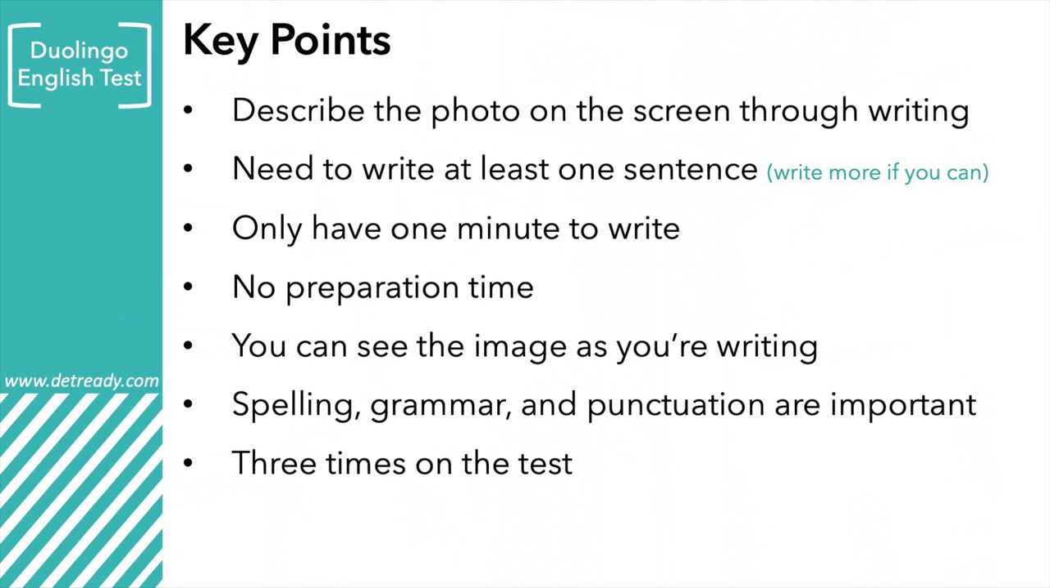Okay, almost done with the key points, just 2 left. You actually get this question type 3 times on the test, and it contributes to your production and literacy subscores. So yeah, you get this question type 3 times on the test, which means it's quite an important question. So you need to be able to do this well if you want to get a really good score in production or literacy. So I highly recommend you practice this question type a lot before you take the Duolingo test. And of course, my YouTube videos and my courses can be helpful for you.